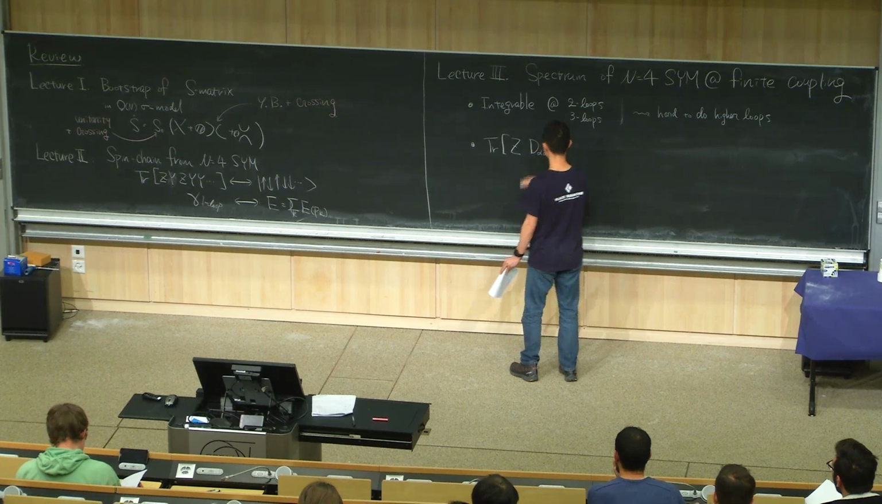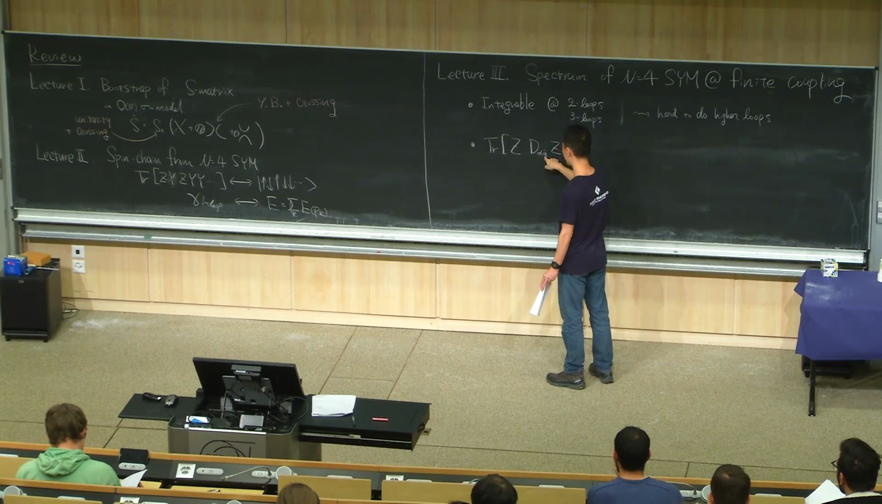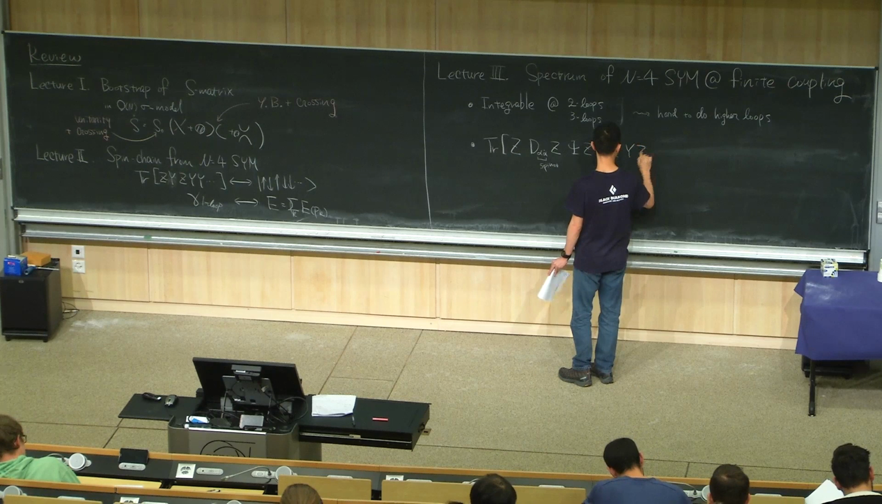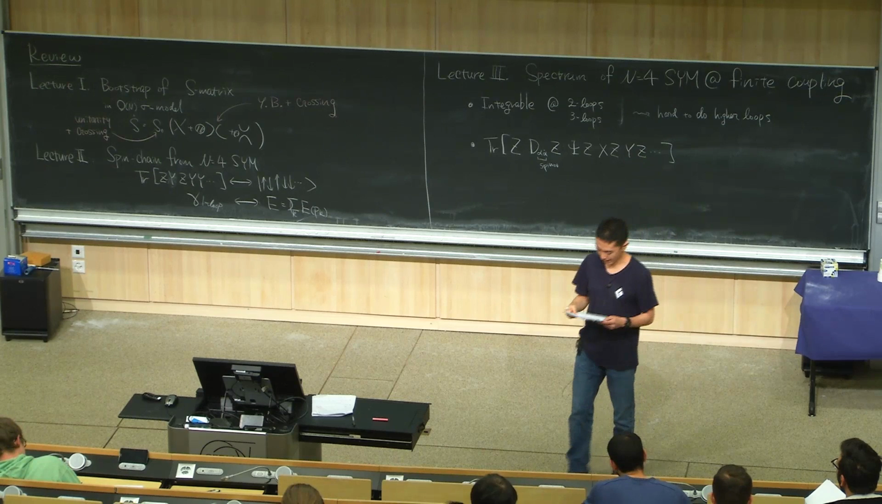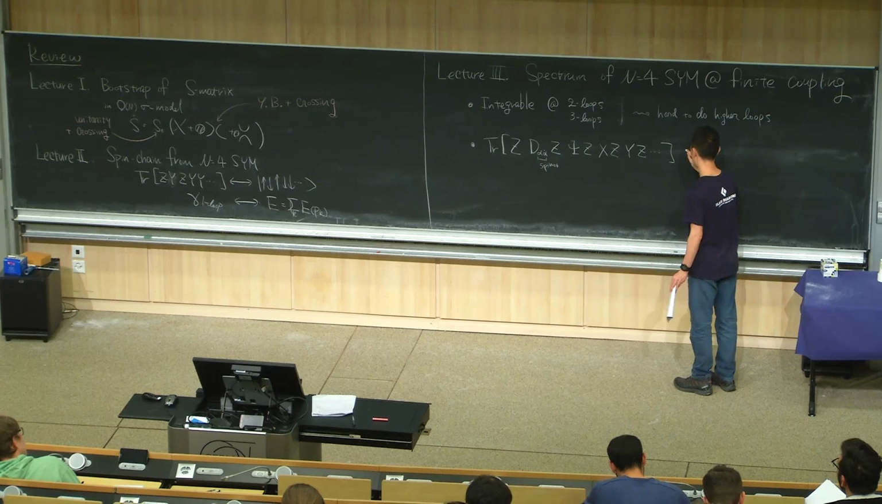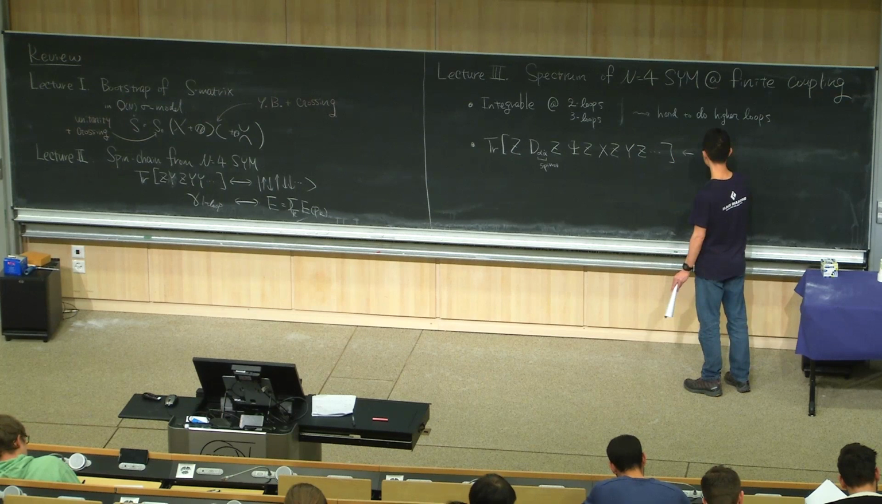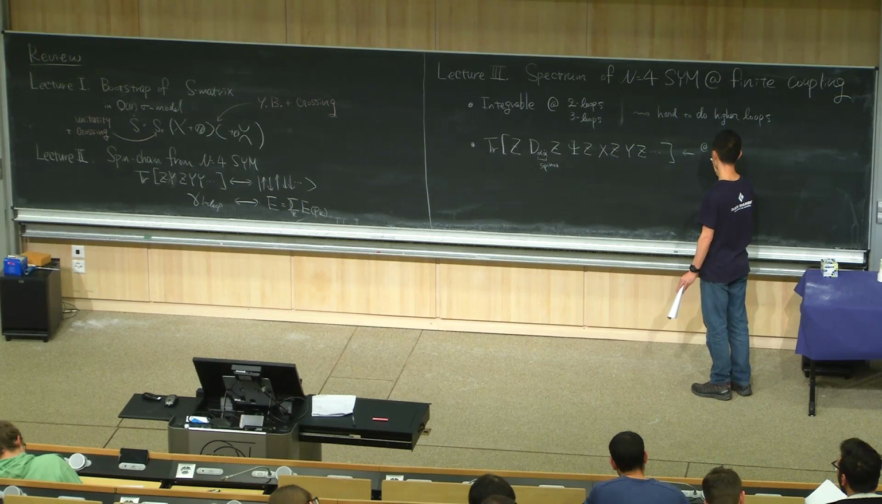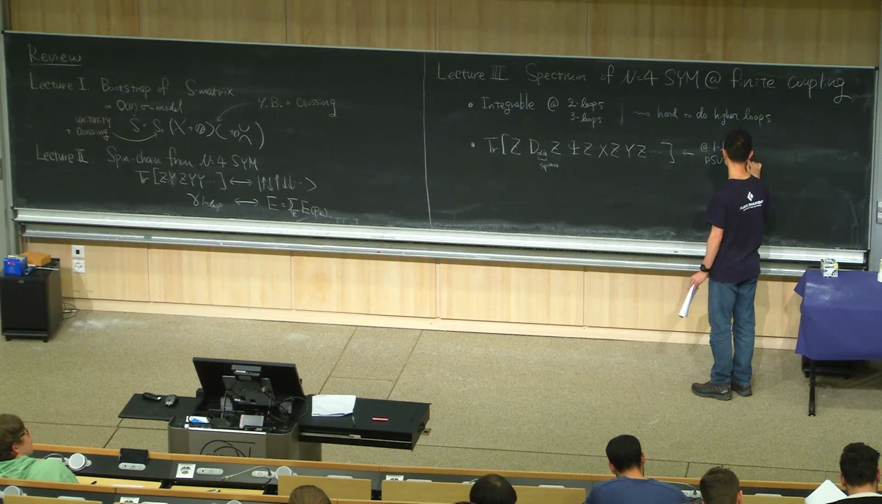Instead of Y's, I can insert something like covariant derivatives, where alpha and alpha dot are the usual spinor indices. Or I can also insert fermions, or different scalars like this. You can ask whether integrability is preserved if you allow different scalars or different insertions. It turns out that at one loop, even if you consider these generalized operators, it maps to a spin chain, a fancy version of the Heisenberg spin chain called the PSU(2,2|4) spin chain. But again, doing the higher loops is hard.